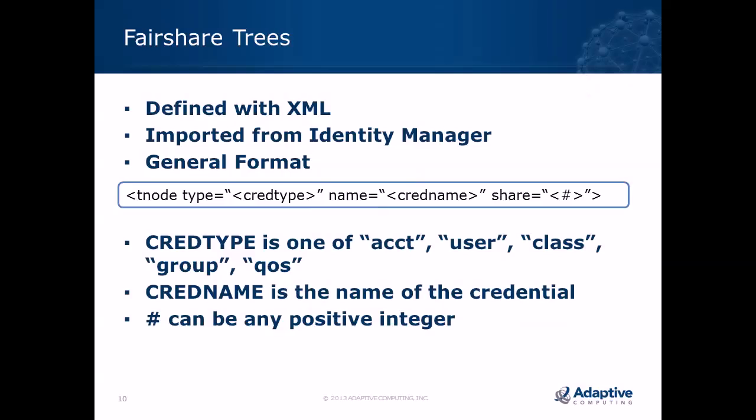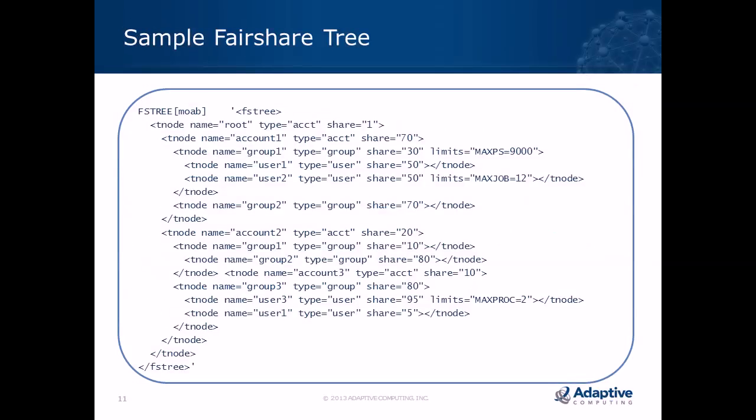So it's defined with XML. It's imported from the identity manager, and the general format is to define the T node in XML, and you say the type of the credential, account, user, class, group, and then the name, then the share, and then any other kind of limits. So that tree that I had as an example, this is the corresponding XML for that tree.